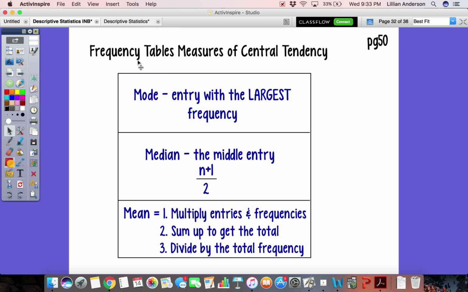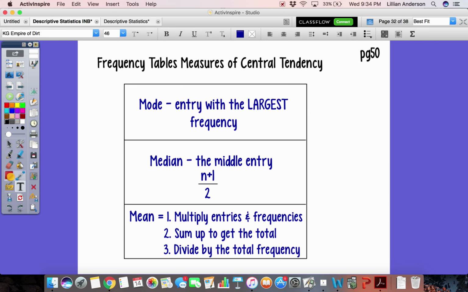The median is still the middle entry, but remember, frequency tables are basically used to help condense large amounts of data. One of the shortest ways to potentially do this is basically by taking n, adding 1, and whatever that is divided by 2. Now what does n represent? N represents basically your total data, your total frequency.